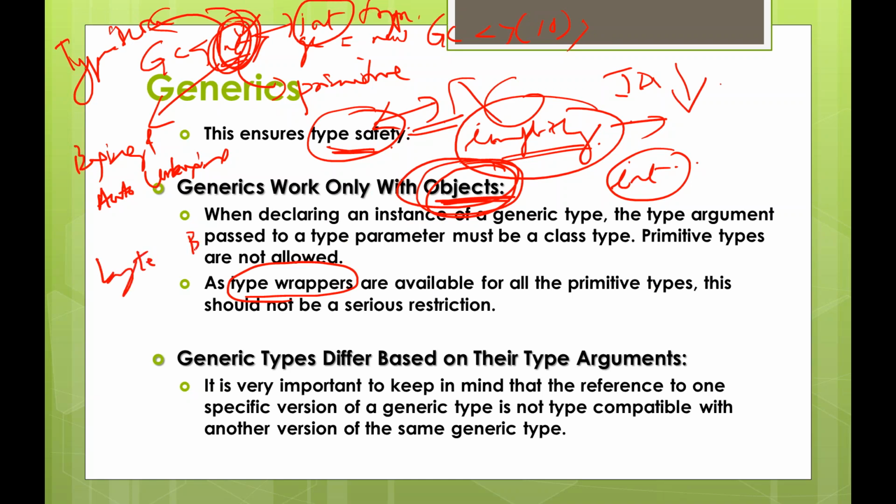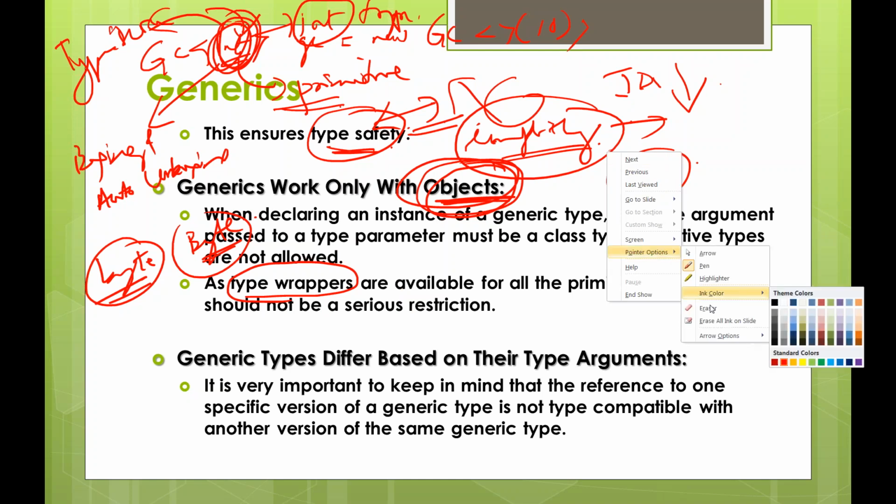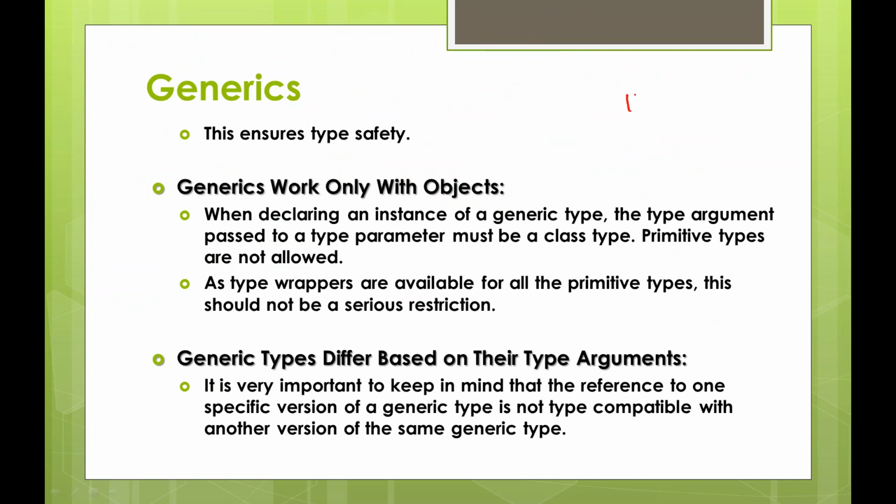In one of the previous sessions, we discussed type wrappers. For all primitive data types, we have corresponding type wrappers. That is why this is not a serious restriction for us. With the use of auto boxing and auto unboxing, we need not bother about anything. As we just created an object with 10, auto boxing happened, and when we retrieve the value, auto unboxing happened.